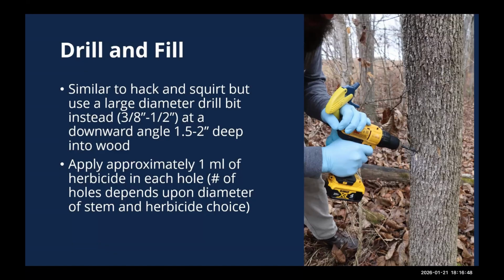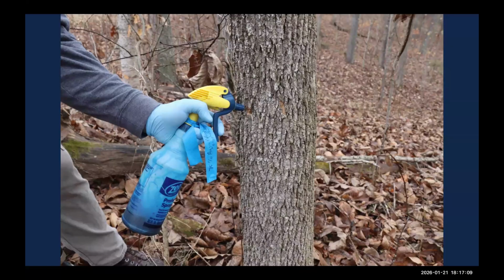And then you put the herbicide, a little squirt, about a milliliter of herbicide, into each of those holes. The number of holes that you put into the plant depends on the herbicide you use and how big it is, with bigger plants usually requiring more holes be drilled. But it can be extremely effective. So we use this one quite a bit.